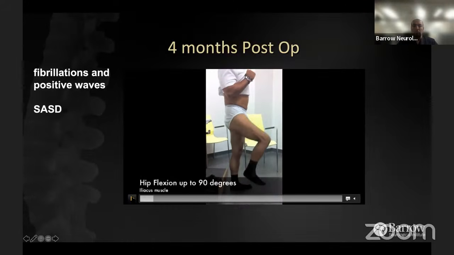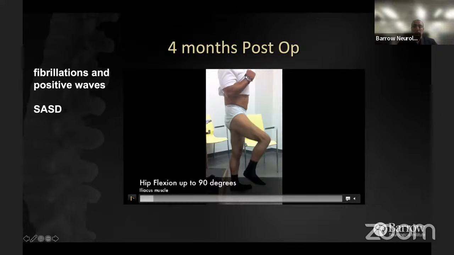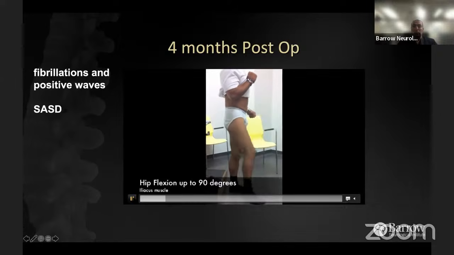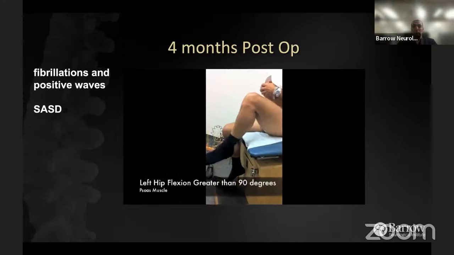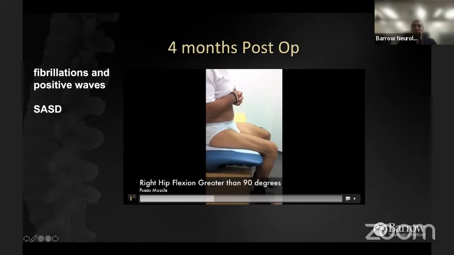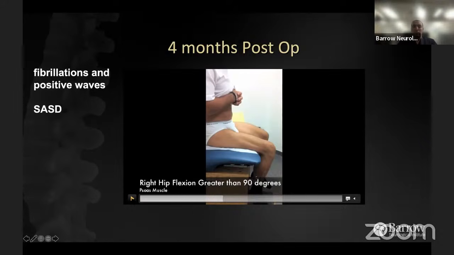So here the patient is asked to hip flex to 90 degrees. This is where the iliacus muscle is activated, not the psoas. It's important to distinguish these two. And he's able to bring it to 90 degrees. This is the side of the approach. On the contralateral side of the approach, you can easily do that past 90 degrees, but he's not able to do that past 90 degrees on the side of the approach. That tells you that the psoas muscle is affected.